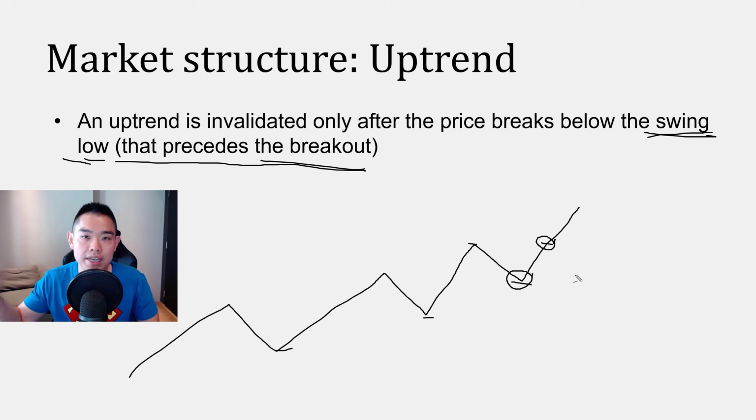So in other words, this uptrend will be intact unless the market breaks and closes below this swing low. Until that has happened, we would say that the uptrend is still valid and we are expecting higher prices to come. We would say the uptrend is only invalidated if it breaks below the swing low that precedes the breakout.